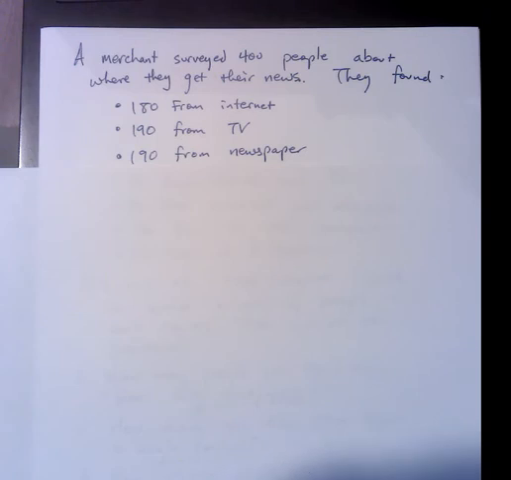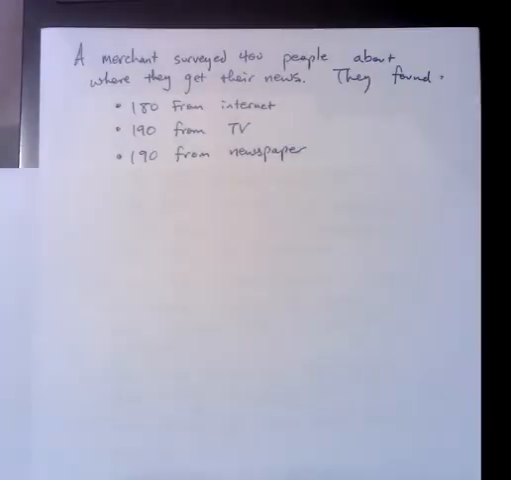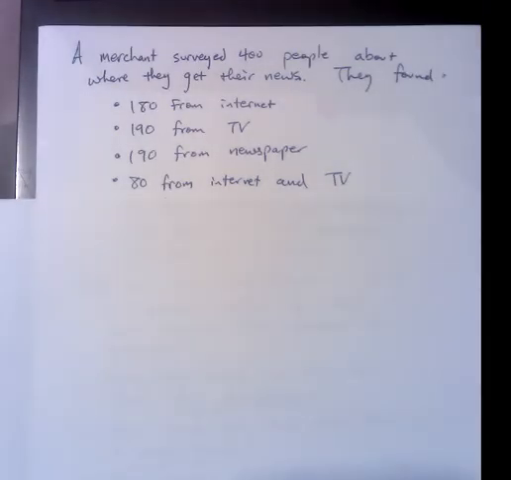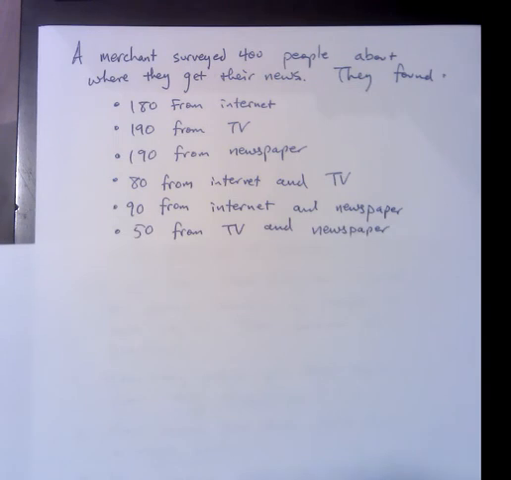What's going on in this problem? There are some people that fall into multiple categories. So some people get their news from the internet as well as TV, and those people would be counted in both of these sets right here. So going on, let's see how that plays out. 80 people get their news from the internet and TV. 90 people get their news from the internet and newspaper. 50 people get their news from TV and newspaper. And finally, 30 people get their news from all three sources.